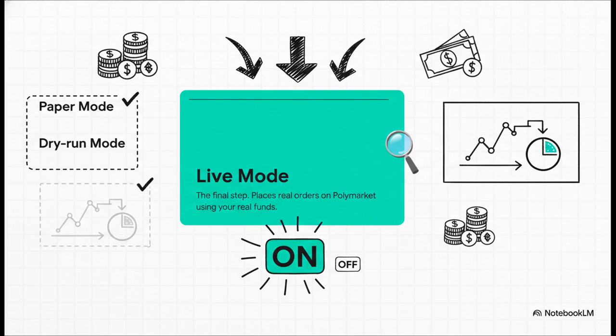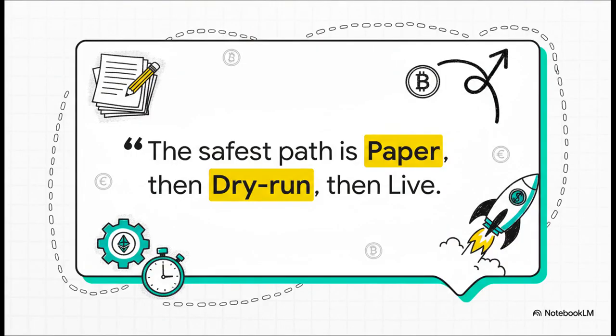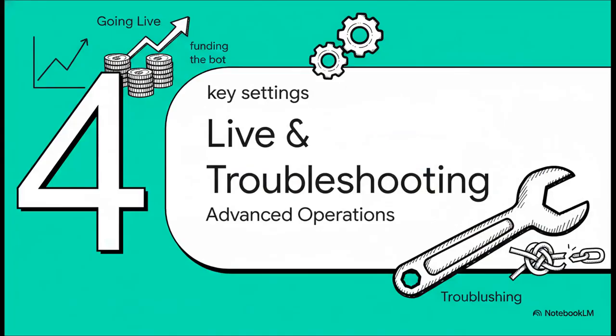in dry run mode. So, this is the main takeaway. This is the mantra you need to remember: paper, then dry run, then live. Following this path is the single most important thing you can do to operate this bot safely and responsibly. Do not skip steps. Now that you've got the safe modes down, let's dive into our final section: some key settings for going live, how to fund your bot, and a couple of common troubleshooting tips.